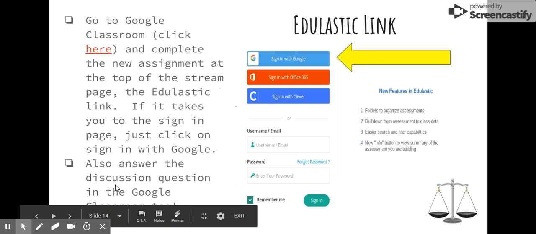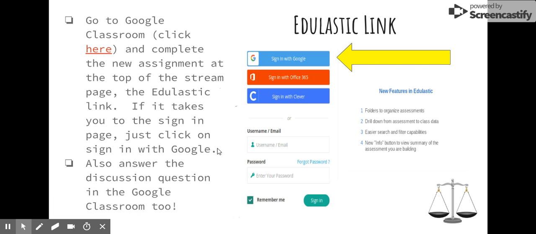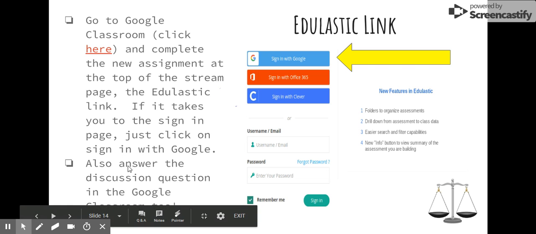Okay, I have also posted a discussion question based on this PowerPoint, so refer back to the PowerPoint and answer that for your classmates. Do not forget to respond back and forth to each other as well.